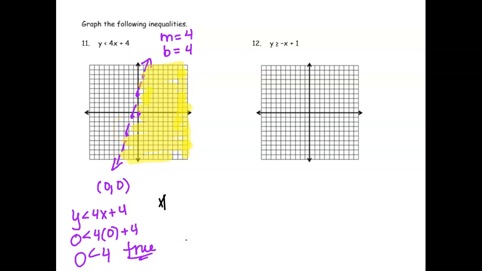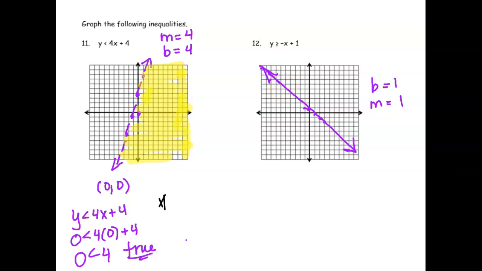Okay. Number 12, if you want to pause it, you can and try it yourself. If I start at the y-intercept of 1 and my slope is -1, so my b is 1, my m is -1, I'm going to go down 1 and over. It's going to look like this, but it is greater than or equal to, so it's going to be a solid line like that, all the way up.